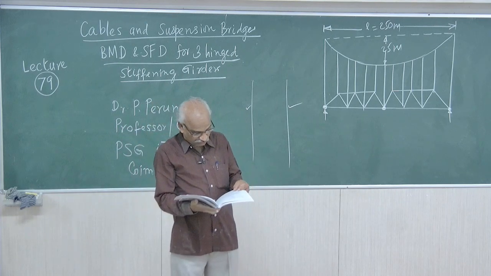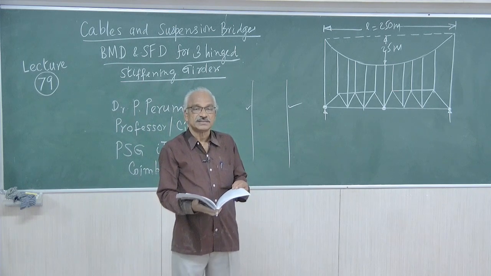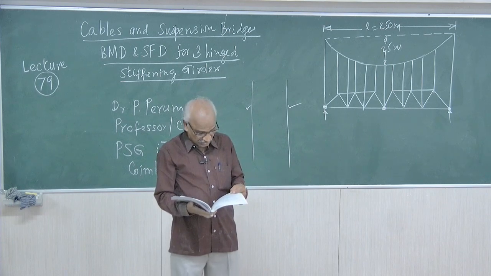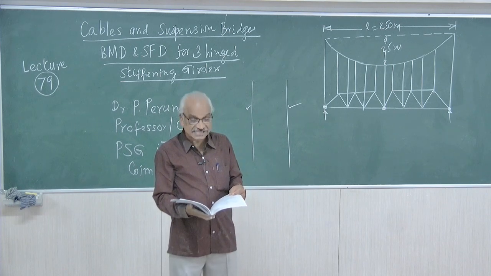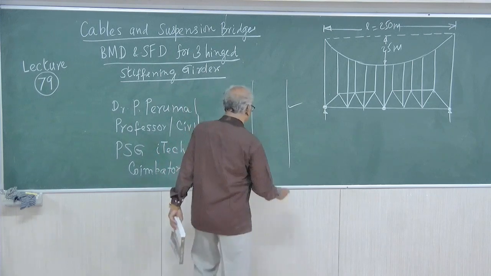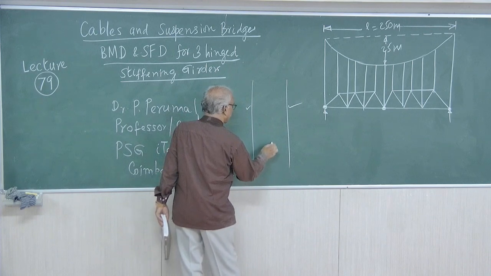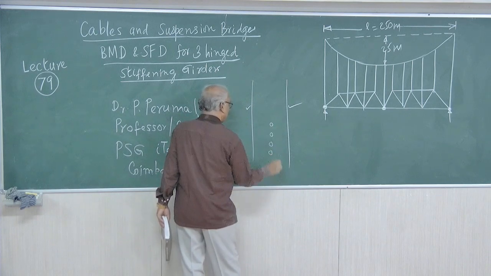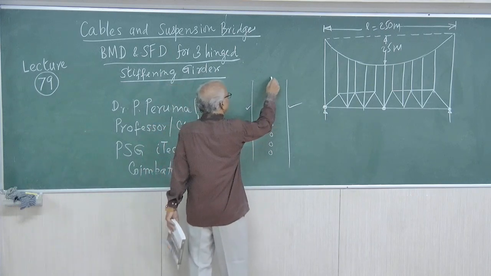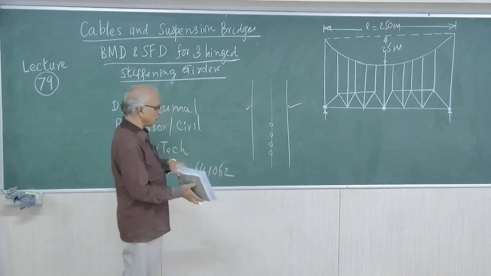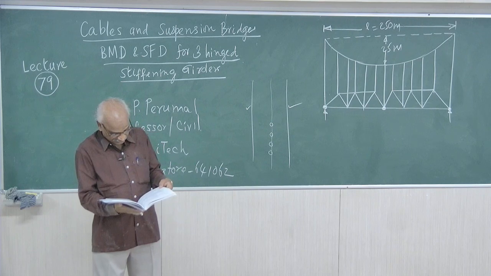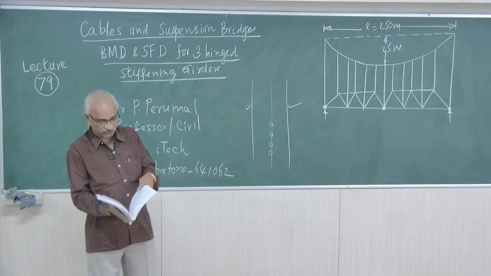Right. Now, if 4 point loads of 300 kilonewtons each are placed at the center line of the roadway, so you have got 4 loads, 300, 300, 300, 300. There are 4 loads of 300 along the center line of the roadway, each at a distance of 20 meters, 30, 40 and 50.